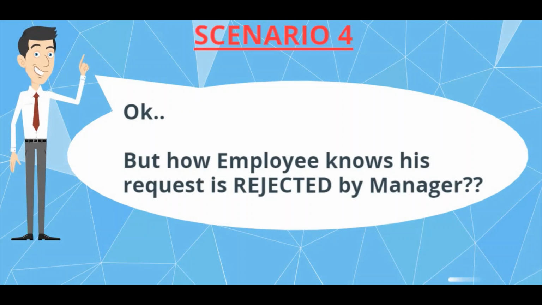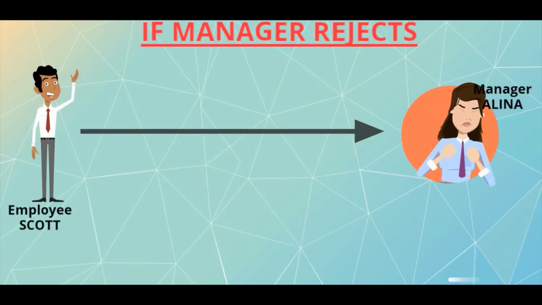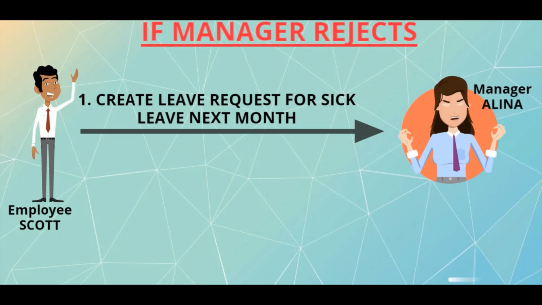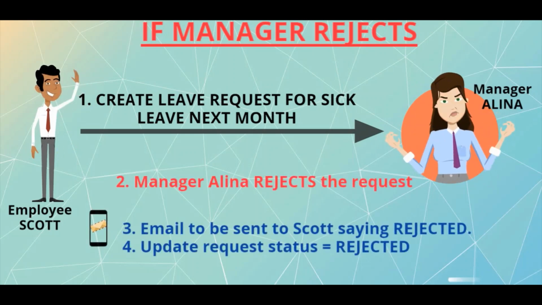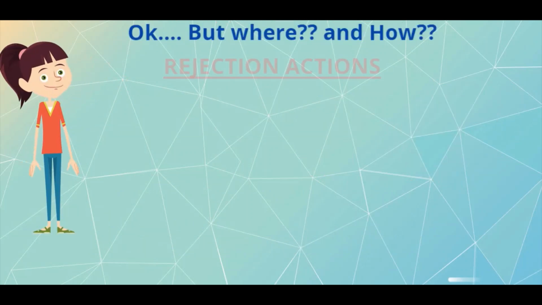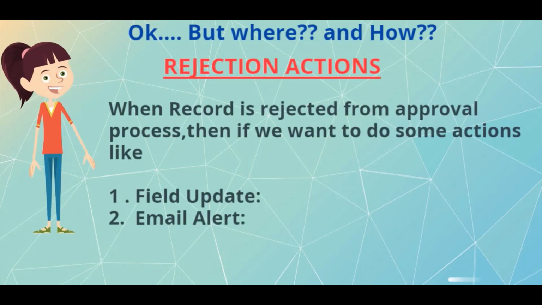Scenario 4. Okay, but how does the employee know his request is rejected by the manager? This is very similar to the previous scenario, except this is a rejected case. Let's say employee Scott raises a leave request for sick leave next month, then obviously manager Alina will get angry, thinking how can a person raise a sick leave for the future, and then obviously will reject the leave request. Then we can inform Scott via email saying that hey Scott, your leave has been rejected. Why? Because you're too smart to send a sick leave for next month, and we can also update the leave request to rejected. The question is where and how. We have something called rejection actions in the approval process.